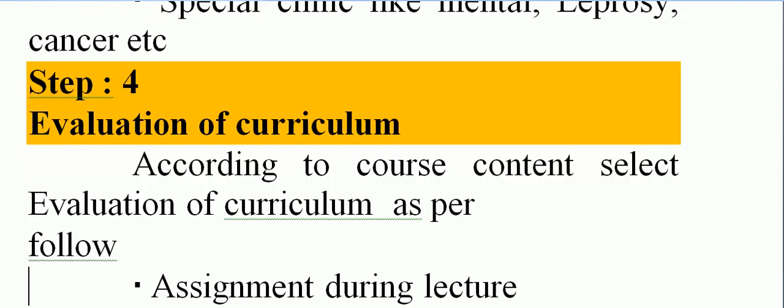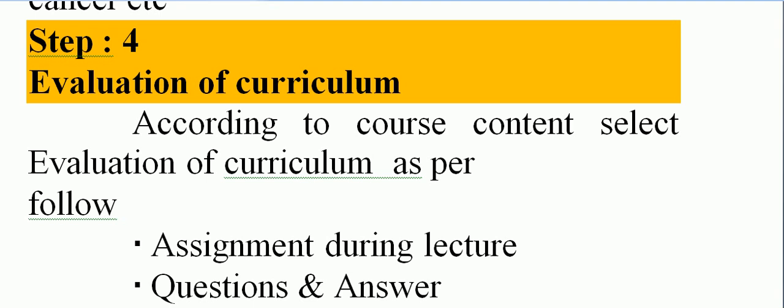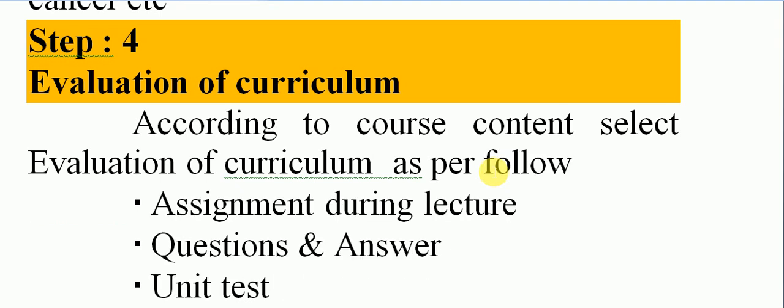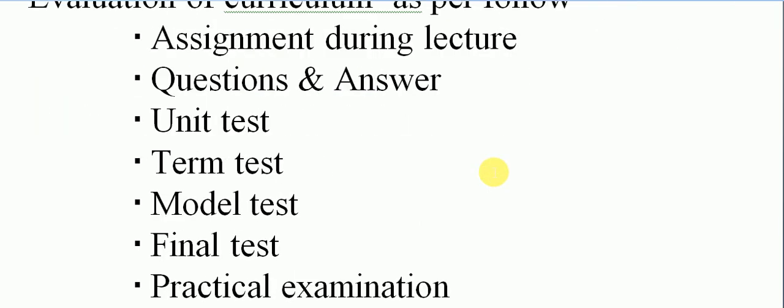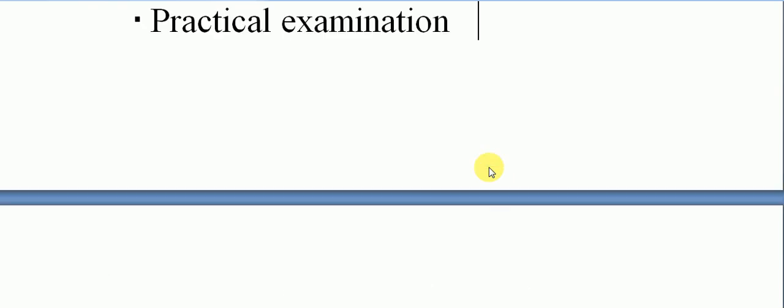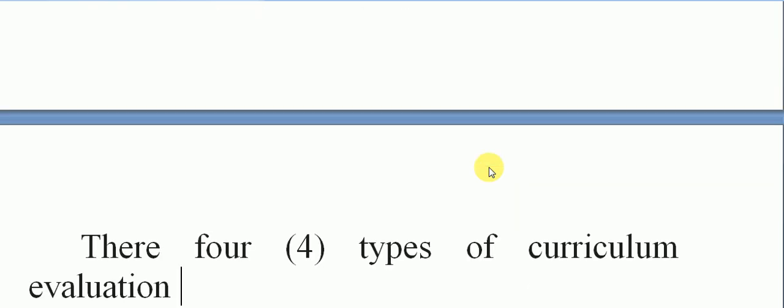Then the fourth step is the evaluation of the curriculum. In the last, we teach all the things to the student, but has the student gained knowledge and information? We must check it, and for the checking, we must evaluate our curriculum by assessment during lectures, by question and answer, by unit test, by term test, by model test, by final test, practical examination, viva.